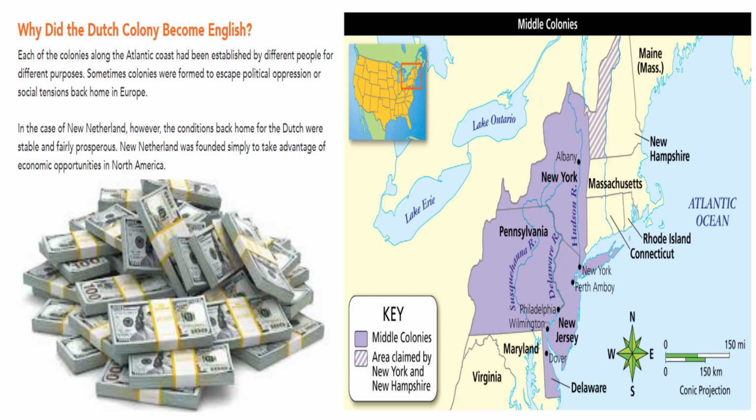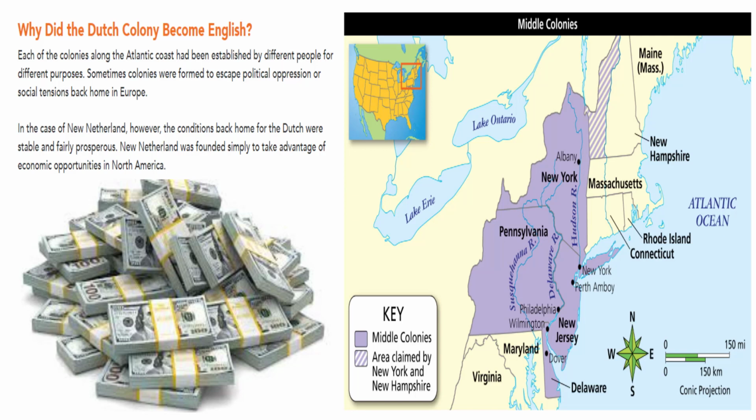Why did the Dutch colony become English? Each of the colonies along the Atlantic coast had been established by different people for different purposes. Sometimes colonies were formed to escape political oppression or social tensions back home in Europe. In the case of New Netherland, however, the conditions back home for the Dutch were stable and fairly prosperous. New Netherland was founded simply to take advantage of economic opportunities in North America.